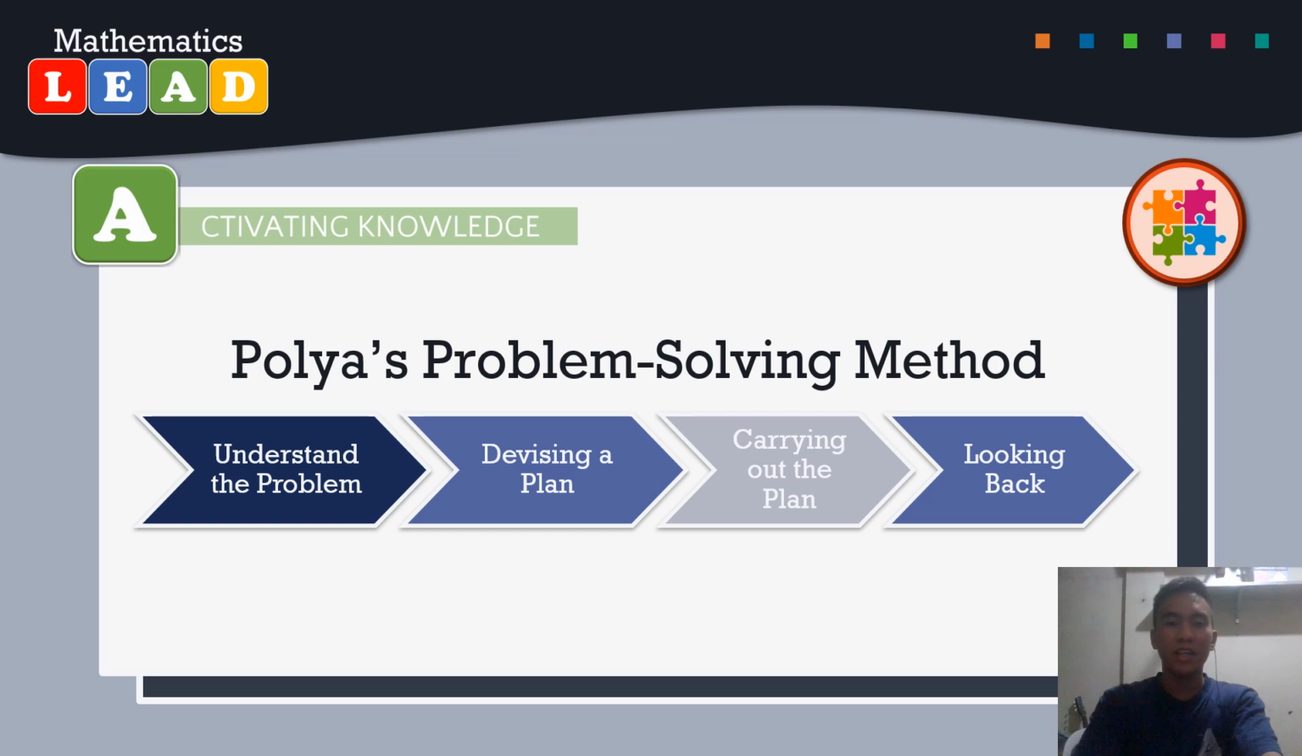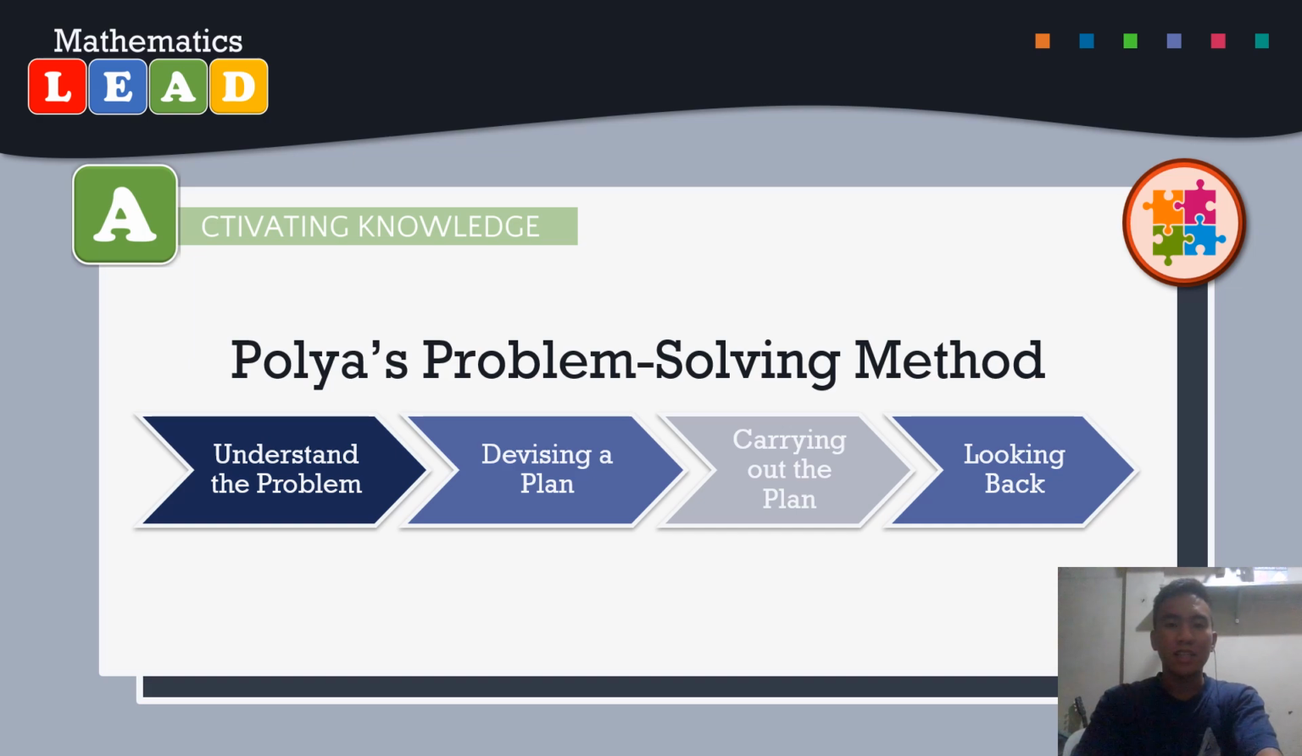And second, we need to devise a plan. This is where we come up with a strategy to solve the problem. There are many different strategies we can use, such as trial and error, using formulas, and drawing diagrams. Third, after devising a plan, we need to carry out the plan. This step involves putting our strategies into action and solving the problem step by step.